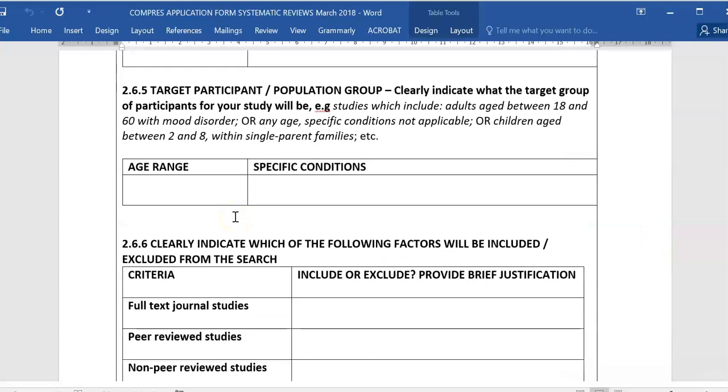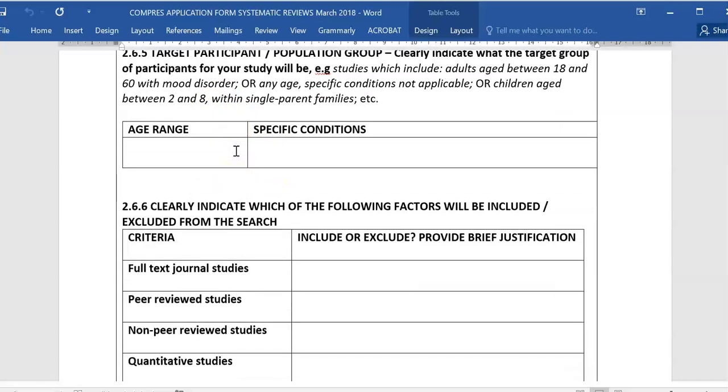Target participants or population group. This could be confusing, but the target population group could be the age group of patients that present with a certain mood disorder, or any age or specific condition. That all determines the group of people that the article should be relevant to. It's just another way to delimit your search so that you do not get everything that's under the sun, but that you have it focused onto something.